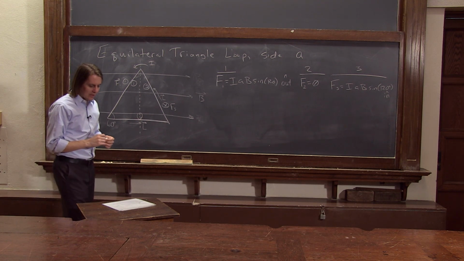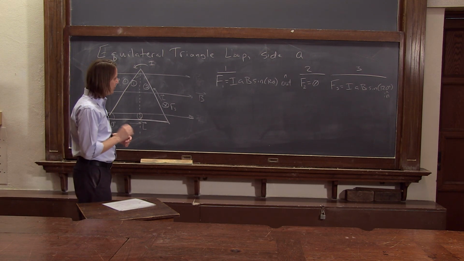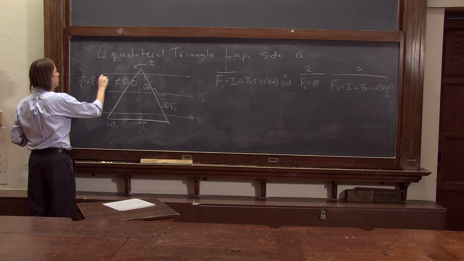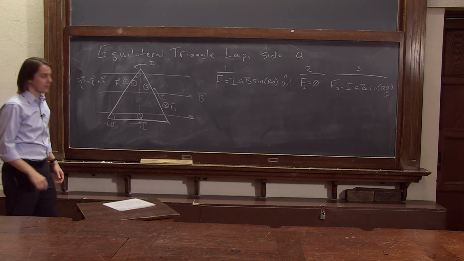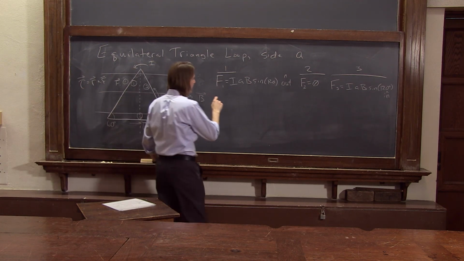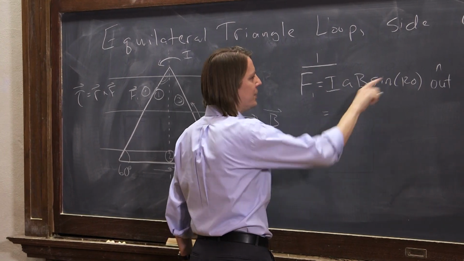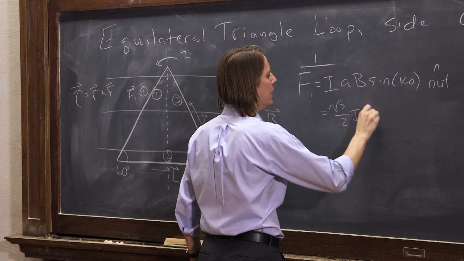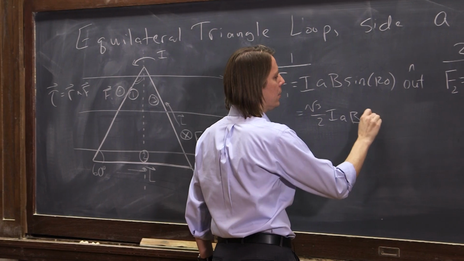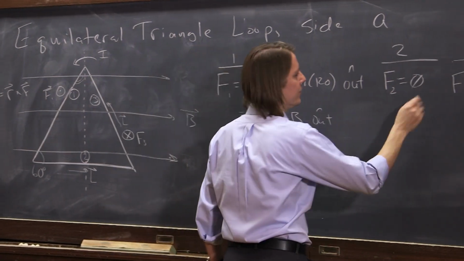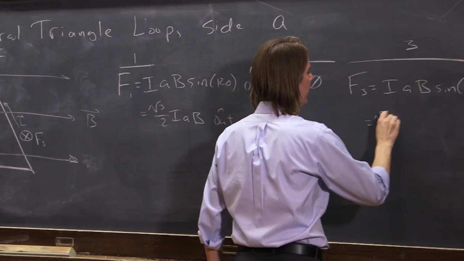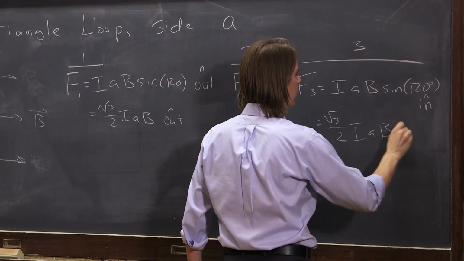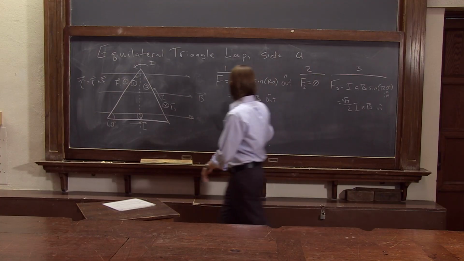Now, let's think about the torque. So remember, torque was R cross F. Right? So let's see, what would torque be? Well, first let's finish this. This is square root of 3 over 2 I A B out. This is still 0, and this also square root of 3 over 2, the sine of 120, I A B in. Okay, now we want to use that.